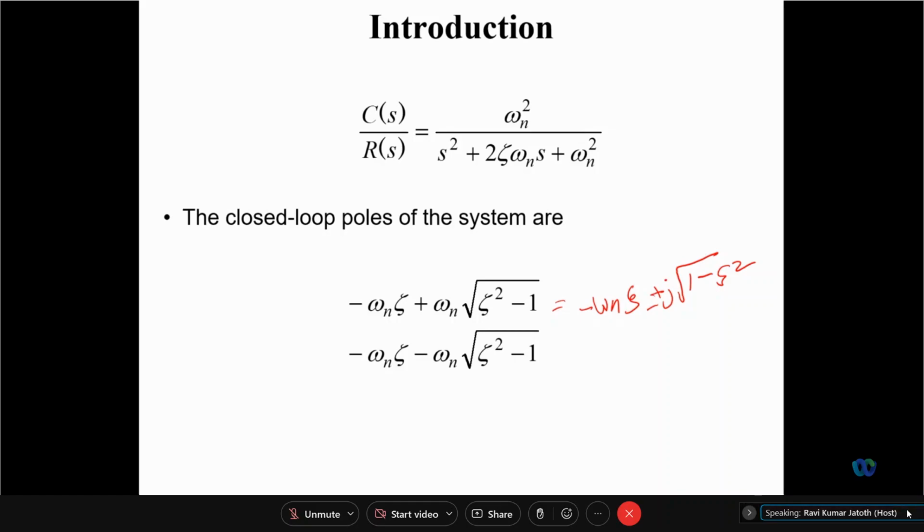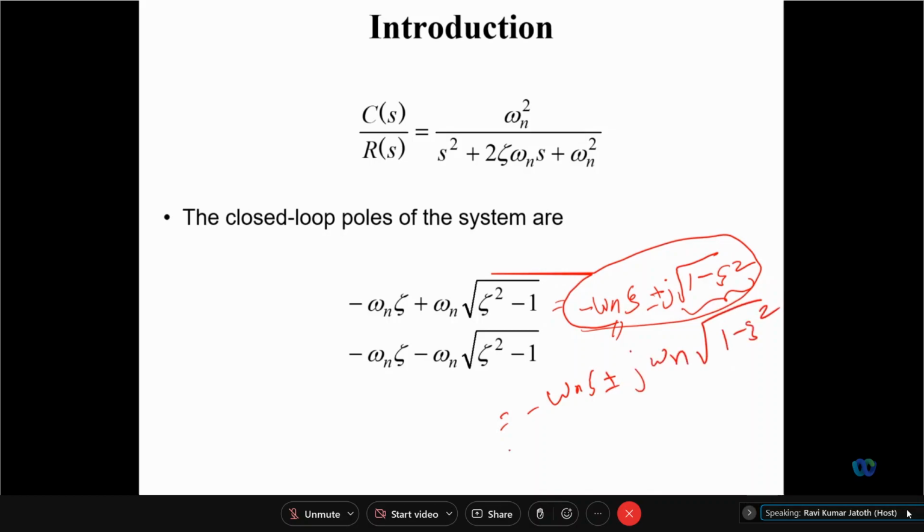Yes, sir. Okay. So the roots are this. The real part is omega n zeta. The imaginary part is under root 1 minus zeta square, just omega n. Yes, correct. So minus omega n zeta plus or minus j omega n under root 1 minus zeta square. So we write this as minus omega n zeta plus or minus j omega d, where omega d is omega n into under root 1 minus zeta square.